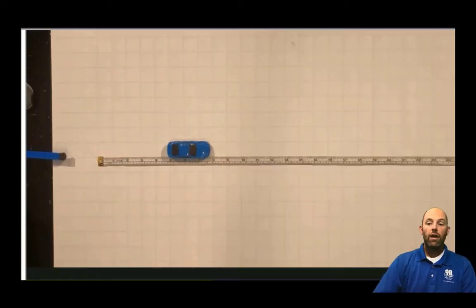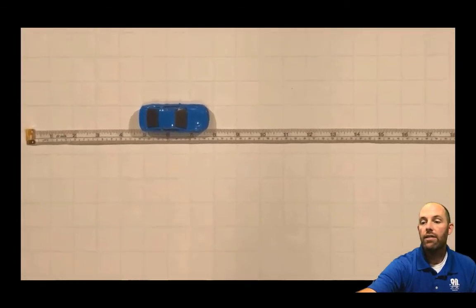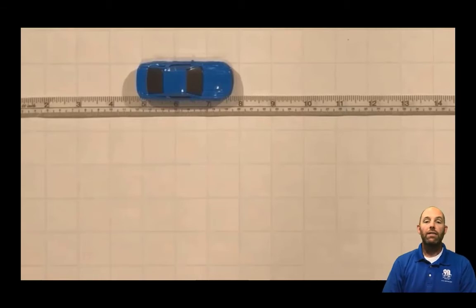Well, let's check. There's trial 1 from above. Let's zoom in and see what that distance is. Now, everyone practice your skill of reading a meter stick. How far did the car roll? Record that in your distance.